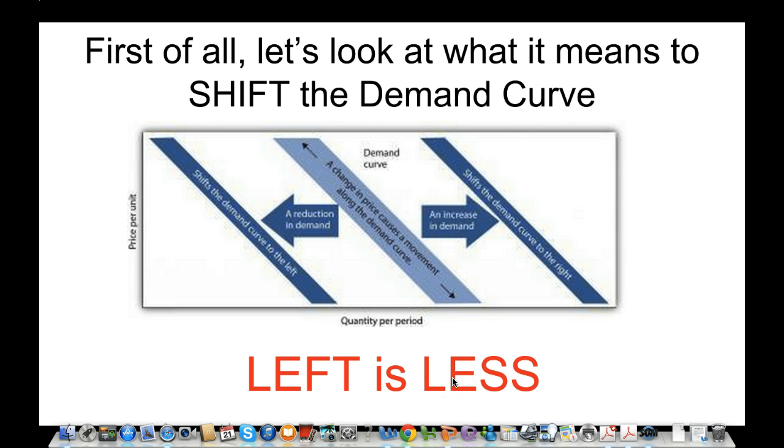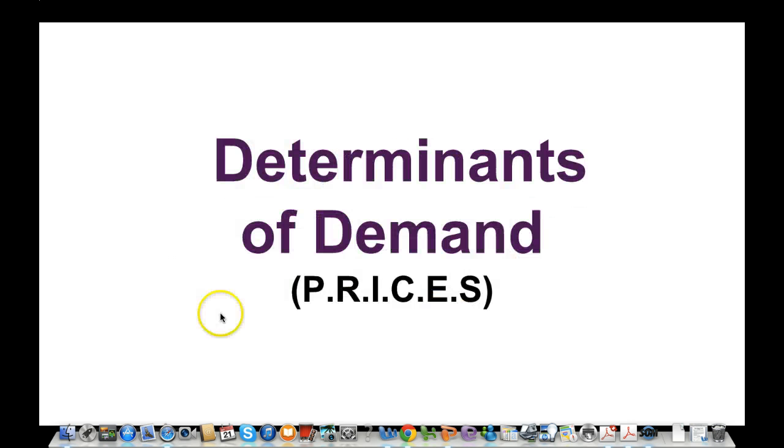So that means that there's a reduction in something. So for the rest of this presentation, you will learn more about the shifts in demand, and those are called determinants of demand. And there's a mnemonic that I will walk you through, which is called PRICES. So PRICES, as you see on the screen, and each one of those letters will represent one way that demand curves can shift.